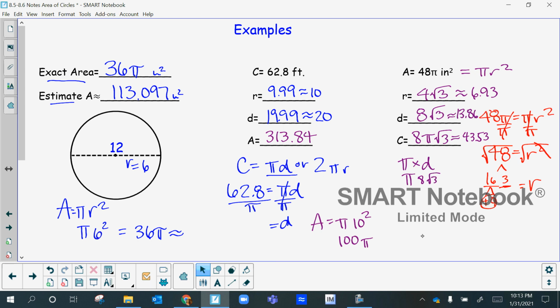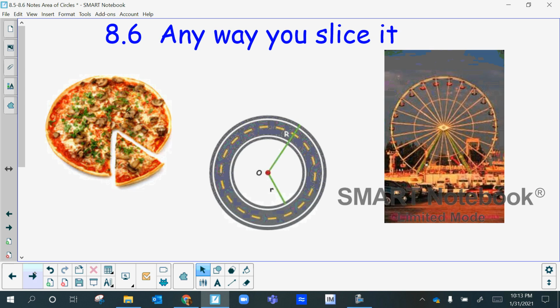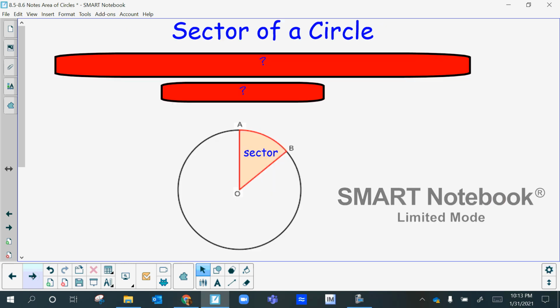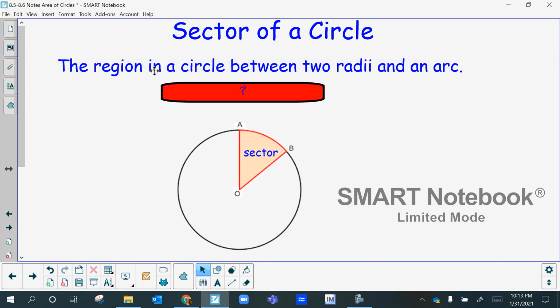All right, let's go to the next section. The next section is called 8.6, any way you slice it. So we're going to apparently be taking slices of the circles now. Okay, so parts of a circle. So the first one is called sector of a circle. This is the region in a circle between 2 radii and an arc. So think of a slice of pizza. So there's a sector right there. Go ahead and draw that on your notes. Make sure you draw a sector.